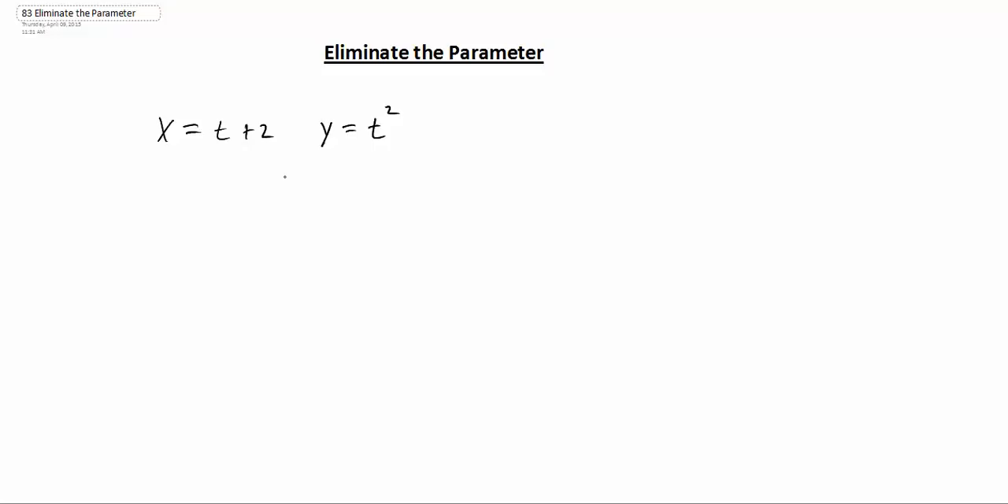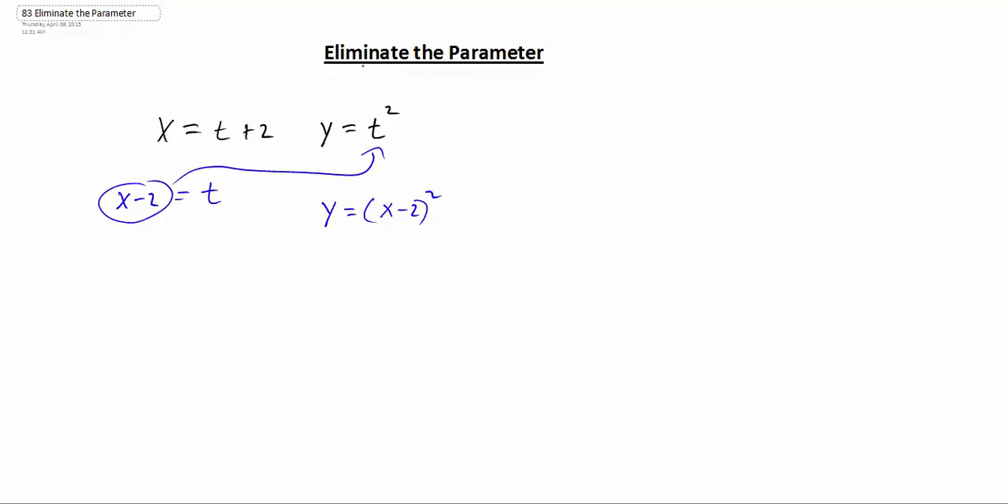To do that, the first step is to simply take one of the equations, and usually you want to pick the easiest one, and solve for the variable t. So I'm going to pick x equals t plus 2, and if we solve this equation for t, I'm going to subtract the 2 over, so we would get t is equal to x minus 2. Then we're going to take that value and substitute it into the other equation for t. So then we'll end up with y equals, instead of t squared, x minus 2 squared. And now we have eliminated the variable t.